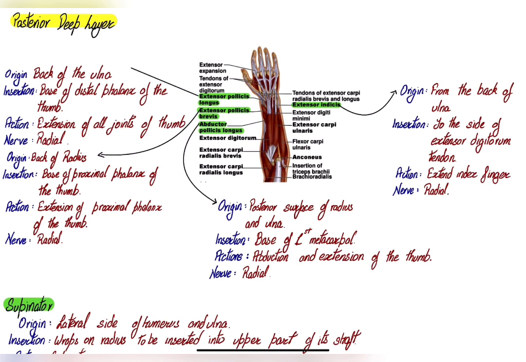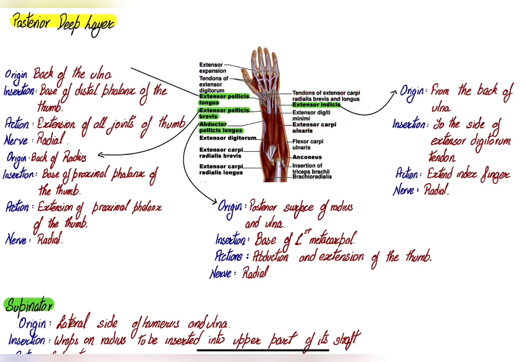The next muscle is the abductor pollicis longus. The origination of this muscle is the posterior surface of the radius and ulna and has its insertion on the base of the first metacarpal. The action that it performs is abduction and extension of the thumb, and the nerve that passes through it is the radial nerve.